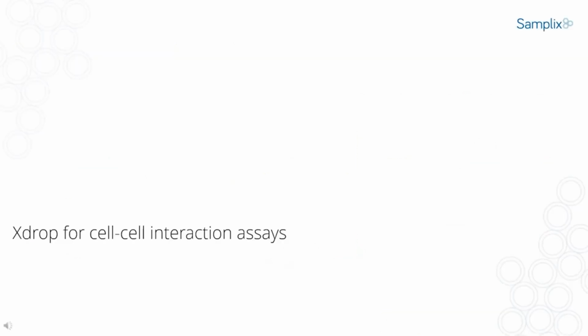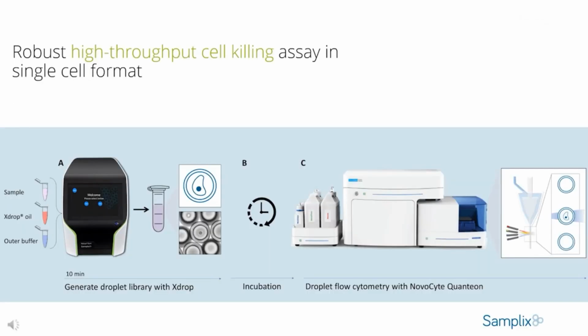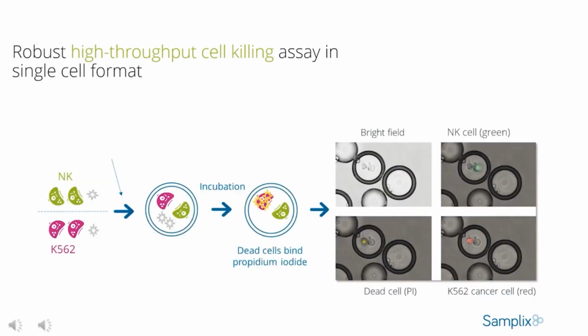Now let's talk about cell-cell interaction assays. This assay now features in the joint app note co-authored between Samplix and Agilent, shown by Garret earlier. This assay requires a co-encapsulation of 2 different cells in one droplet to analyze how they interact with each other. Here, we want to identify our best killers.